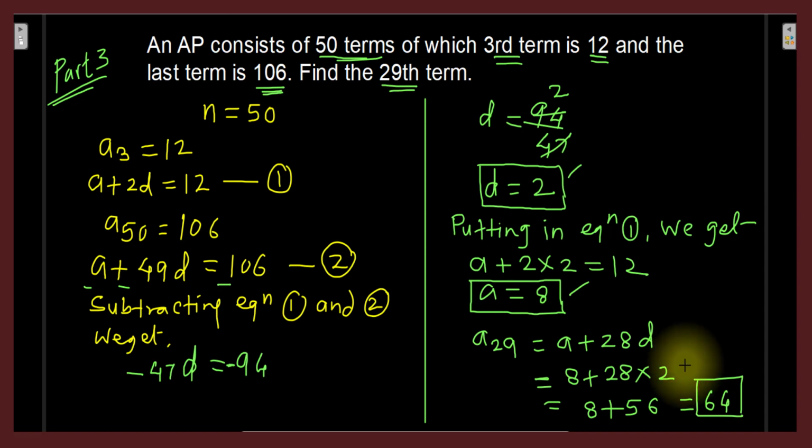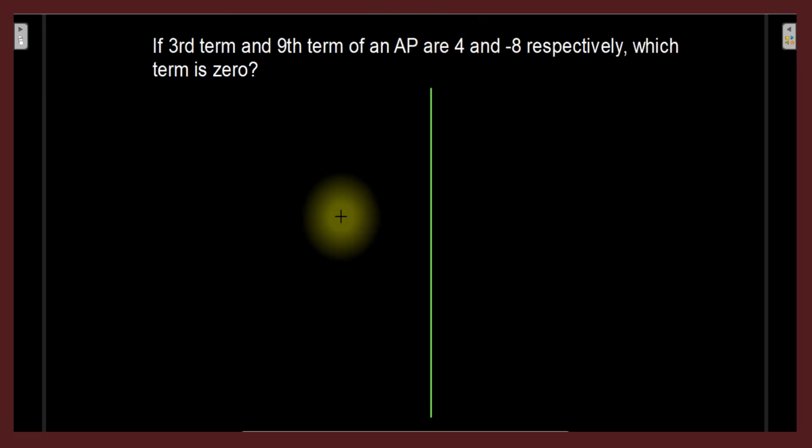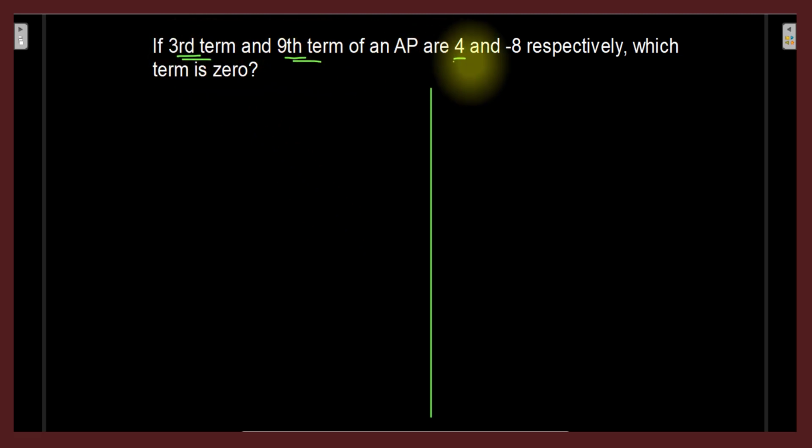Now let us move to the second question. Now the next question is: if the third term and the ninth term of an AP are 4 and minus 8 respectively, which term is 0? You have to find which term is 0.